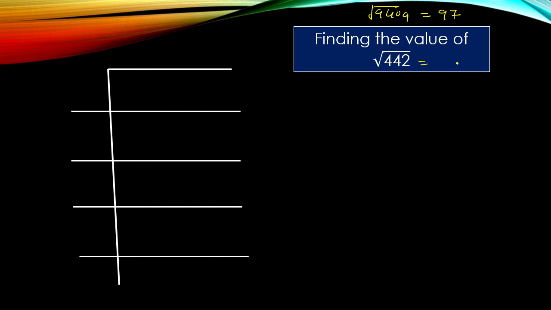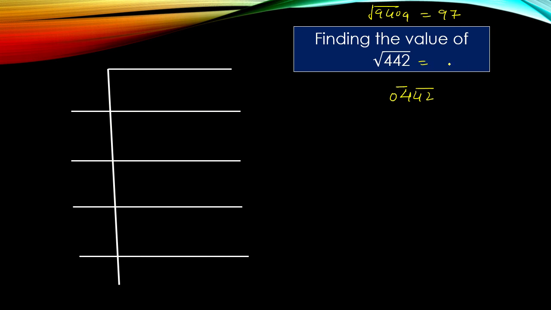So if we are interested to get the result in decimals, how to proceed? Now let's see. Initially the method is the same. We have to write 442 and make the pairs of the digits of the number from right to left. So the first pair is 42 and the second pair is 04.